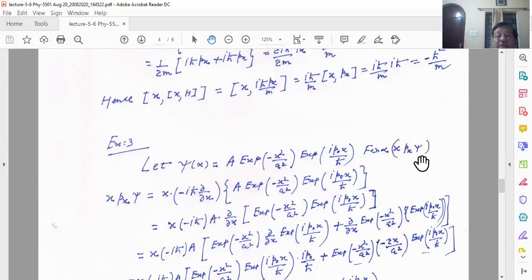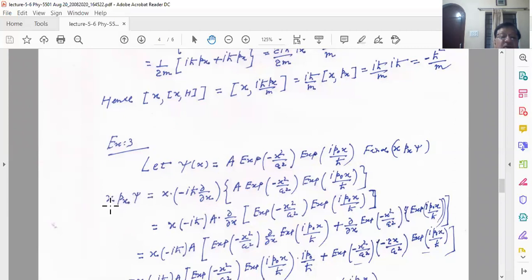So you have to find this. So this is not a scalar product. You have to find a product of x operating on p psi. So you see, I wrote here x p psi. You have to find out this product, operator product. Okay. So you have operator product x p_x operating on psi.